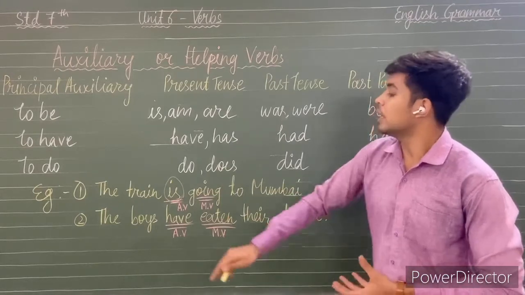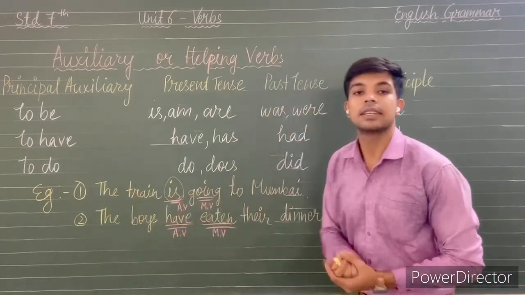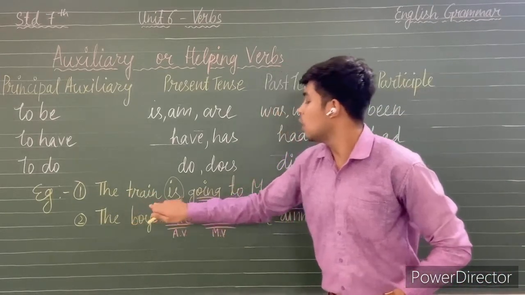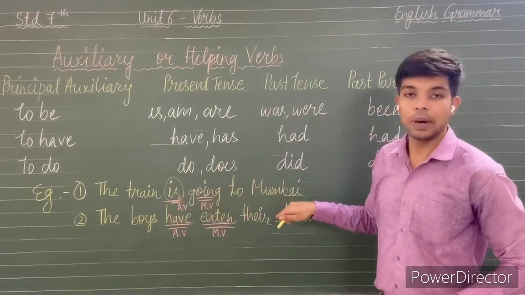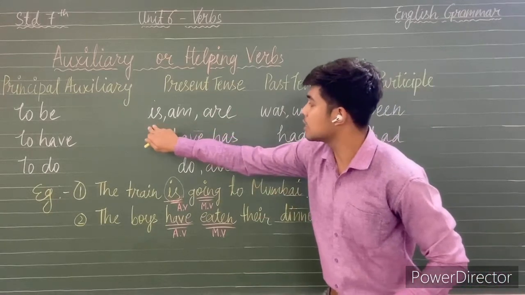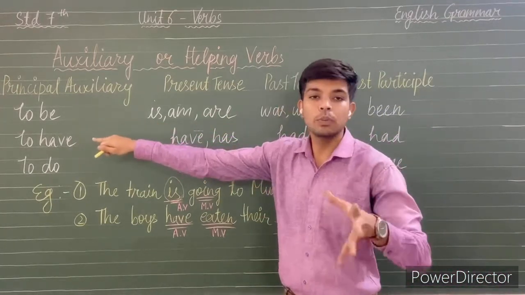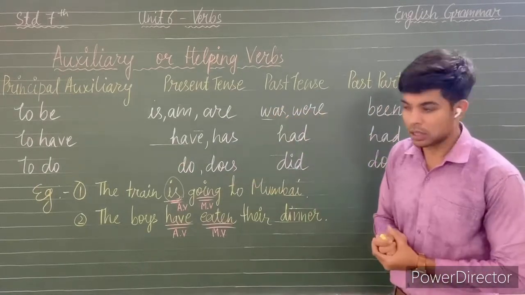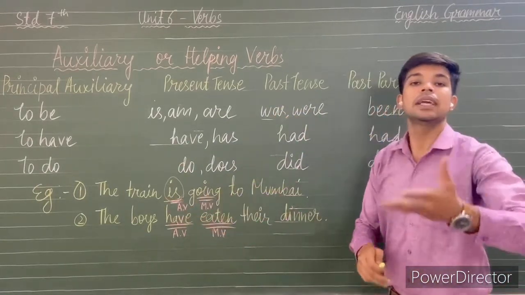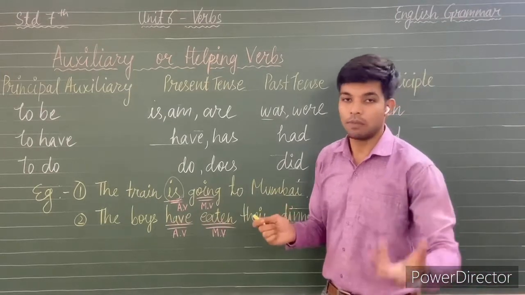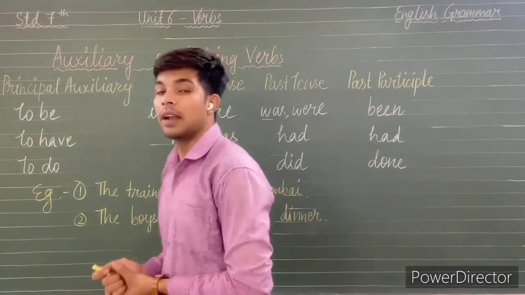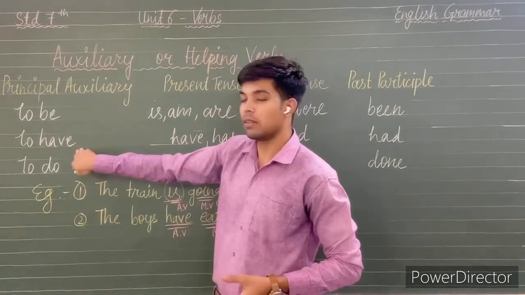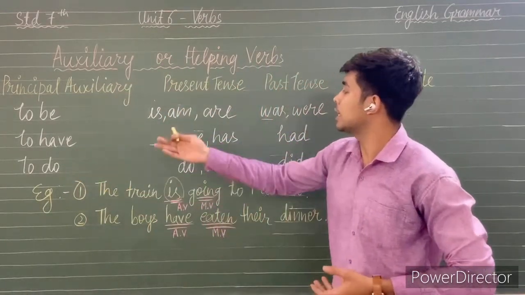For example, if we convert this sentence into the past tense, it will become: the train was going to Mumbai. Because if "is", the form of to be, is converted into the past tense, it becomes "was". So that's why "is" will be replaced with the word "was". Now, if we look at the form of to have, it will be converted.